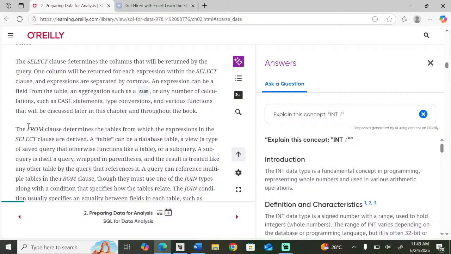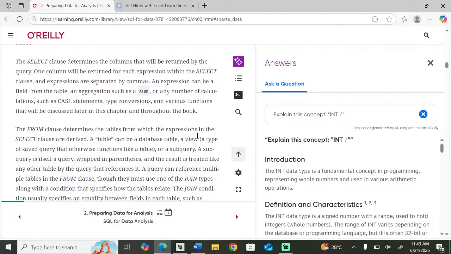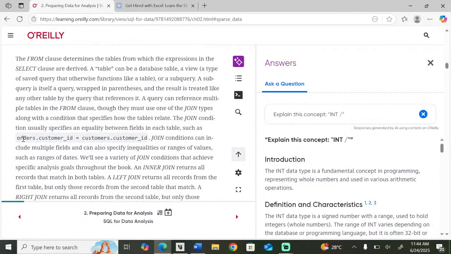From, so this is another one. The from clause determines the table from which the expressions in the select clause are derived. That's what I said: with from, you provide the table name. A table can be a database table, a view, or a subquery. So when you choose from, you then give the name of the table. That is a must.